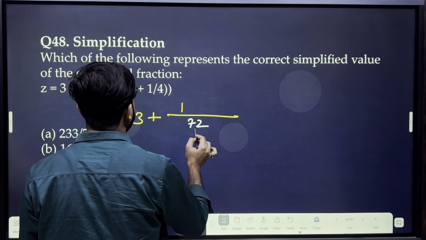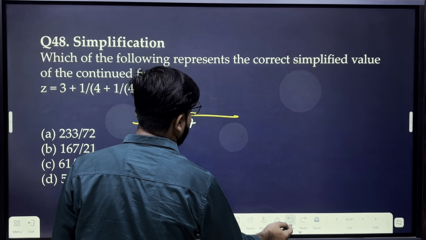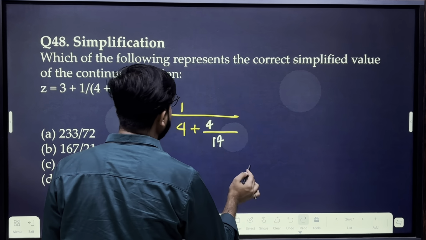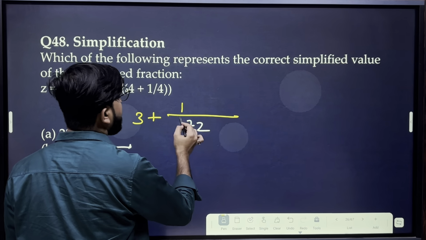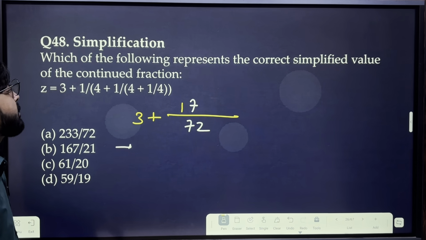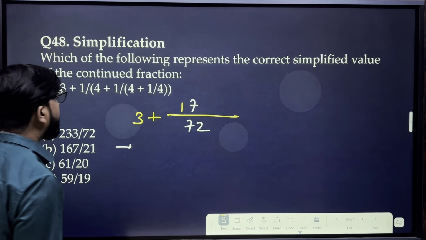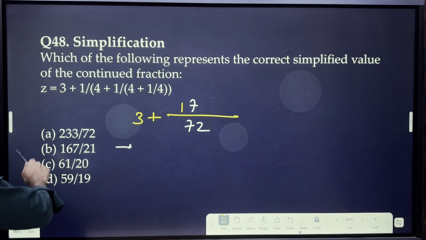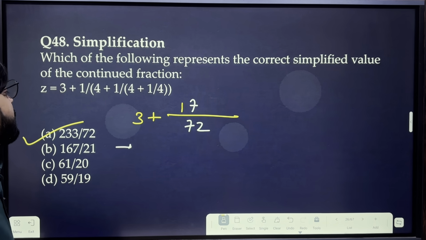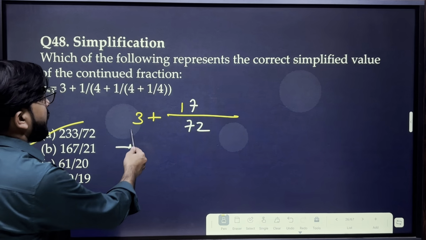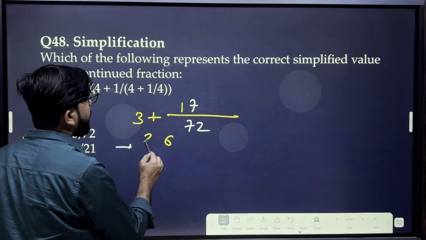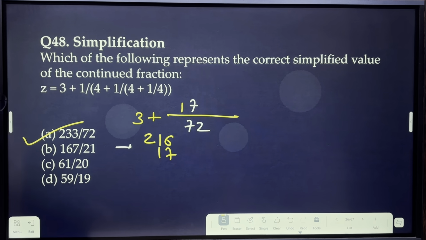72 by 17. 72 comes here, 17 goes here. Now multiply by 3 plus add 70. So 3 2s are 6 plus 3, 233. 3 2s are 6, 3 7s are 21 plus 17. 2 to 3 divided by 72.